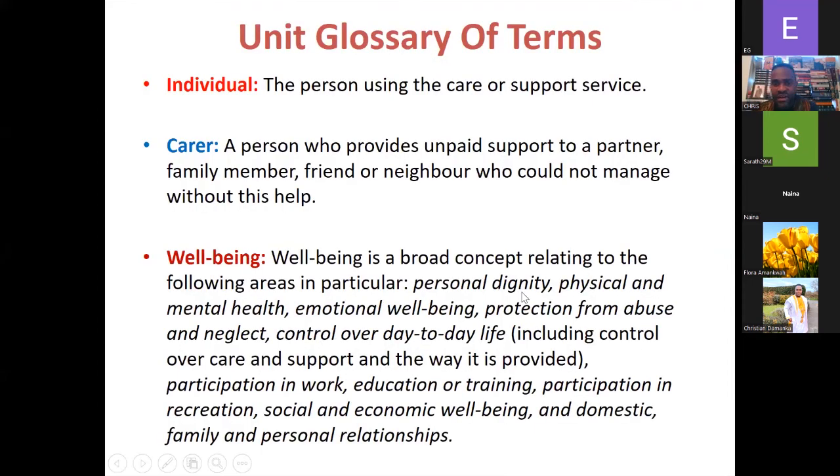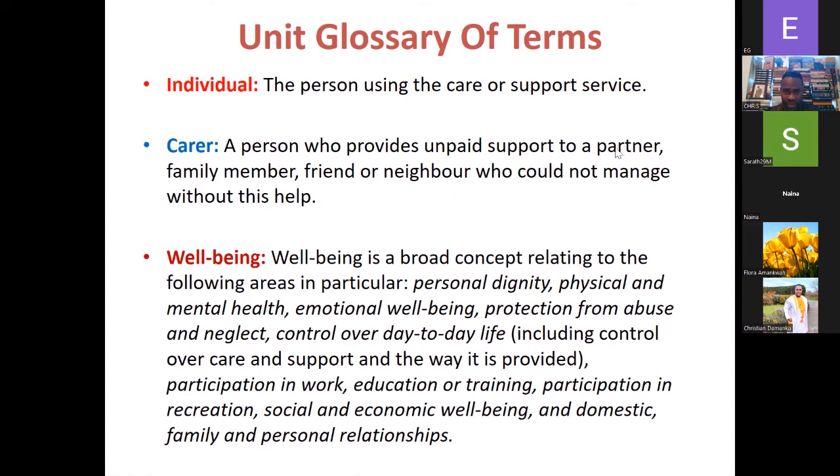So when we talk about safety and well-being, we are talking about the personal dignity of the individual, the physical health of the individual, the mental health of the individual, emotional well-being of the individual, how we protect the individual from abuse and neglect, how we help them to have control over their day-to-day life, including their care and the support that they receive the way they want it, and how we promote their independence by helping them to participate in their day-to-day activities, and also their social and economic well-being, and family and personal relationships, connecting socially.